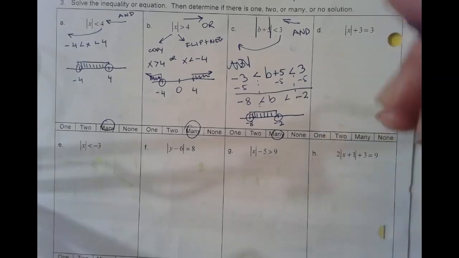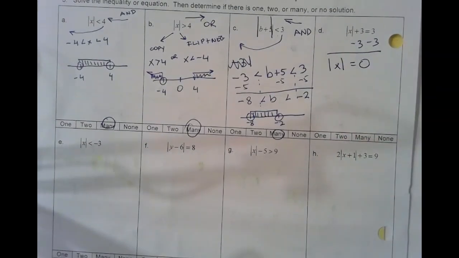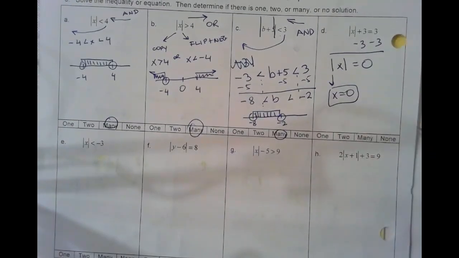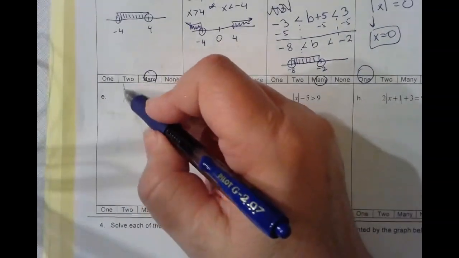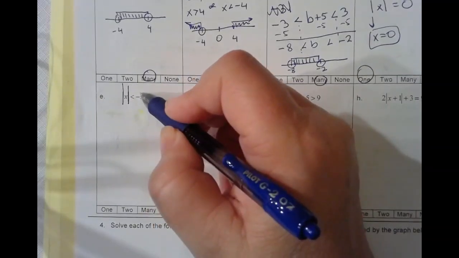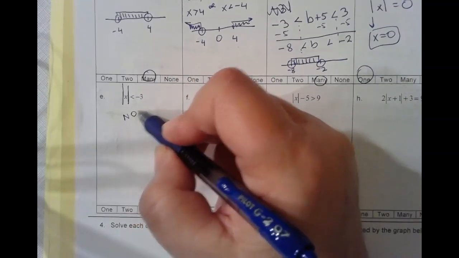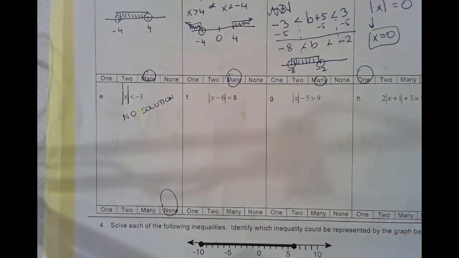Last one on the first row, so I'm going to subtract 3 first from both sides. It's an equal sign, so it's 0. And so here my x is equal to 0, and 0 is a solution, which means I only have one solution. Okay, let's look at the next example, and notice that I have my absolute value by itself is less than a negative number. And remember, absolute value can never be negative, so I don't have to do anything here. I can just write no solution. So here my answer would be none.